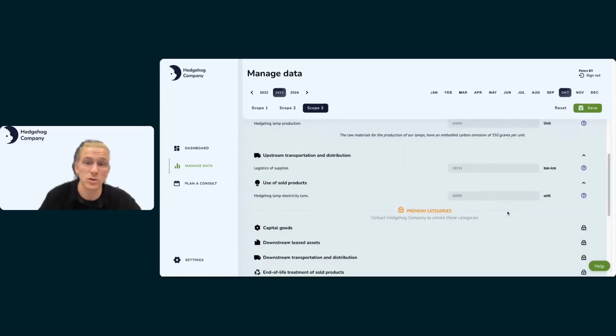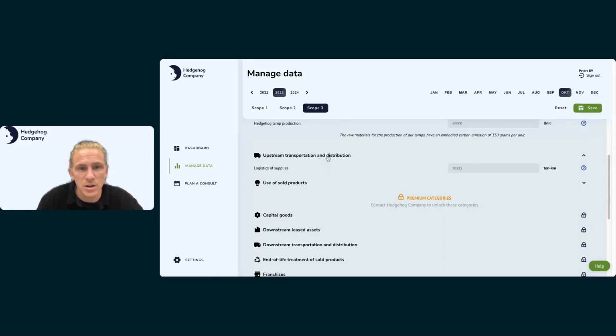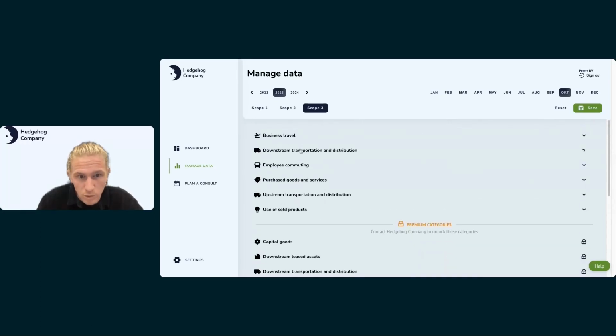So we have determined that there was 1.7 kilowatt hours of electricity per lamp, all consumed in the Netherlands. So we're filling in 60,000 units that have been produced and sold in October, and that have an expected lifetime electricity consumption of 1.7 kilowatt hours. And this is also something that is arranged under the GHG Protocol. So, of course, this is the interesting and boring stuff, filling in the data.